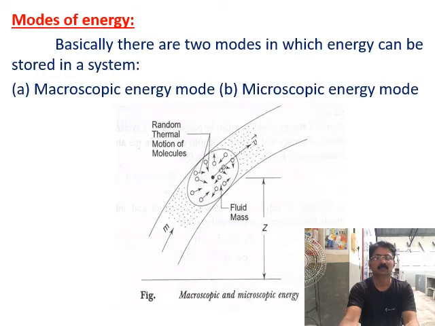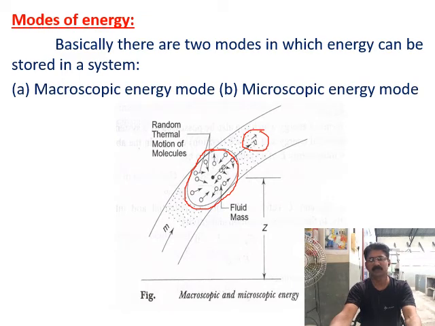Now modes of energy. Basically there are two modes of energy. One is called the macroscopic energy mode and one is called the microscopic energy mode. In case of the macroscopic mode, we are not considering the molecules or the finest particles. Instead we consider this as a whole packet of mass, a bunch of substance, moving with a certain velocity, and its center of gravity is at a certain height, which gives the kinetic energy as well as the potential energy of that mass packet.